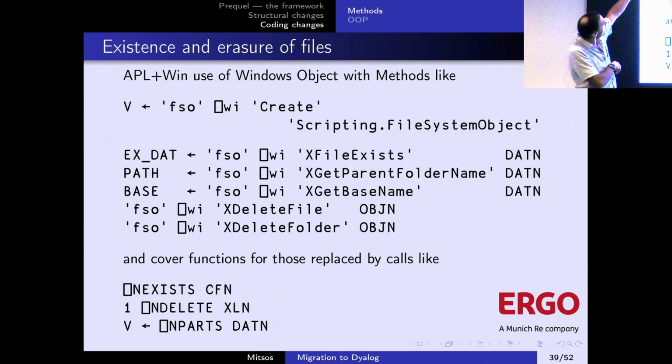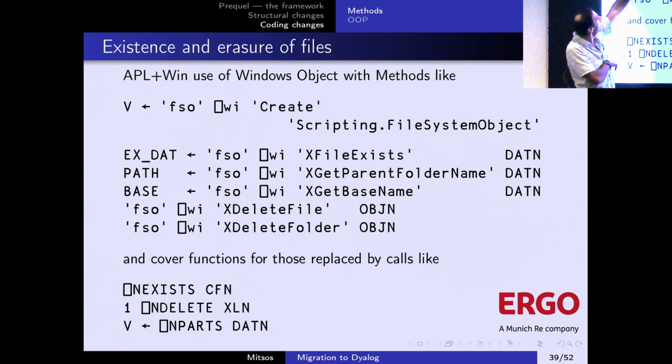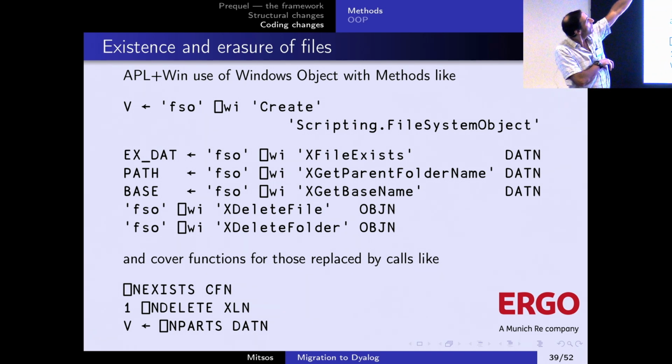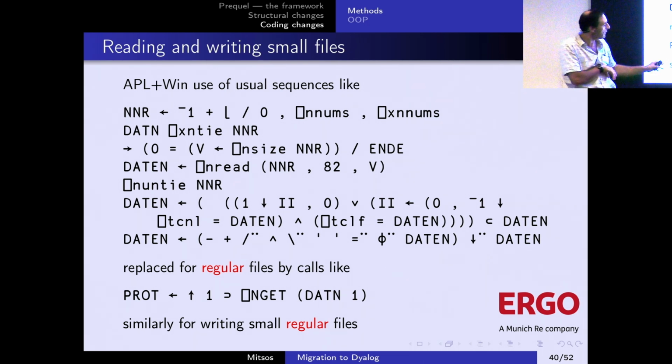This is an example. I had to use the so-called file scripting object in APL+Win. This is the way it was created in APL+Win, and those were methods it offered, and they have been replaced by nexist or ndelete or whatever. This was a typical sequence reading in a small protocol and splitting it into lines, and it has been replaced by a call to nget.